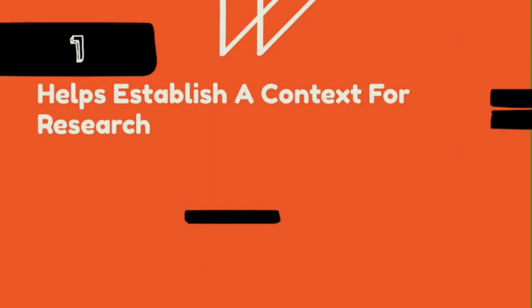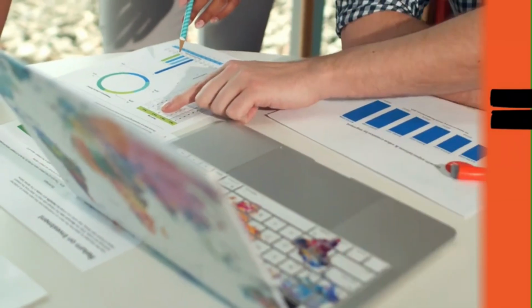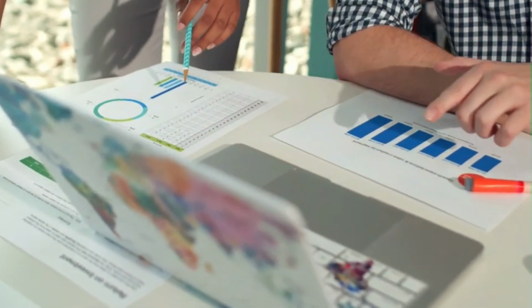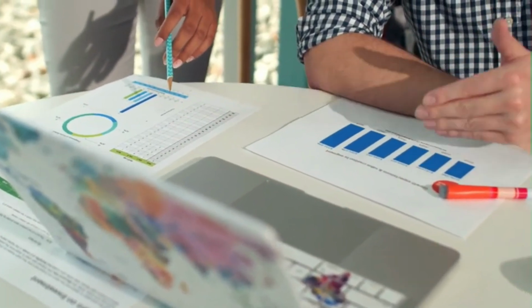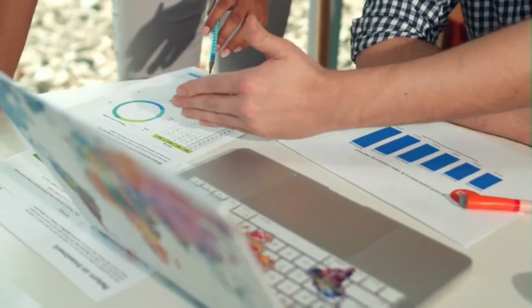1. Literature review helps establish a context for research. One of the main objectives of the literature review is to provide a context for the research. It puts the current research in perspective and shows how it relates to what has been done before. It also identifies the gaps in the existing body of knowledge and helps to formulate new research questions.